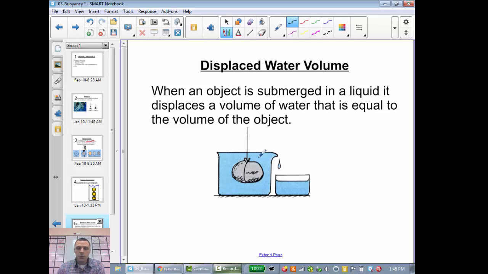And if this rock had a volume of 1 liter, what we know is that it will move exactly 1 liter of water to a new place. It would displace it someplace else. And this is very important for understanding sinking and floating. And this is one of the ways that we can discover the volume of an object. We submerge it in water. If the rock had a volume of 2 liters, it would displace 2 liters of water. Or if it had a volume of half a liter, it would displace a half a liter of water.